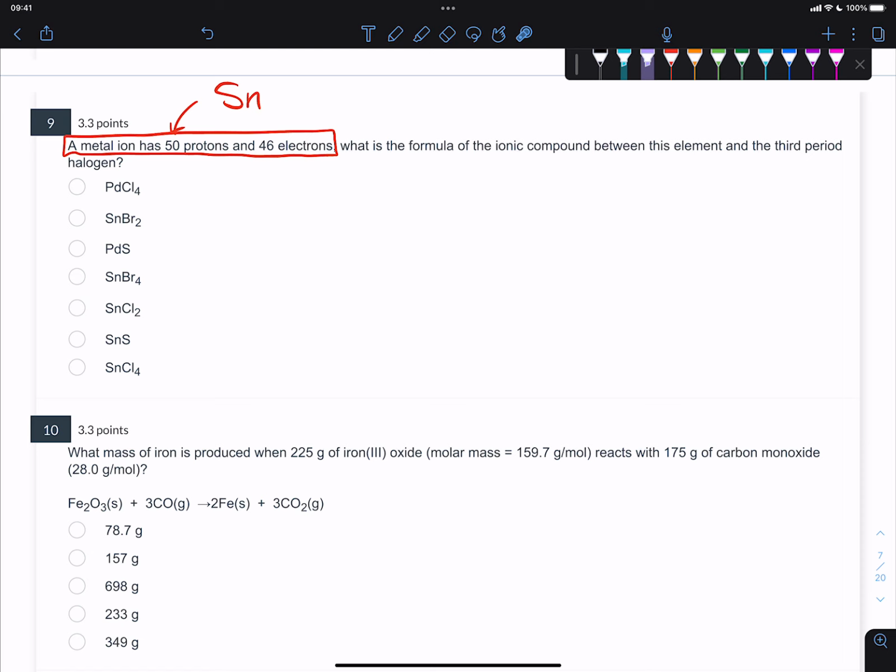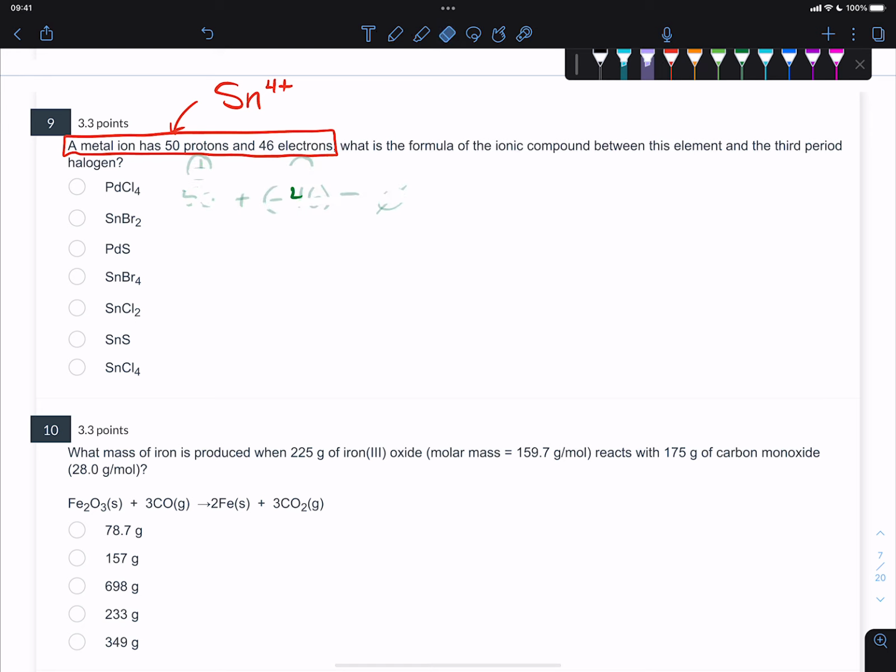Now, if it were neutral, it would have 50 protons and 50 electrons, because we know that protons are positively charged and electrons are negatively charged. And if there are 50 protons and 50 electrons, so 50 plus negative 50, because that's the charge on the electron, you get a neutral compound. But it's not. In fact, there are only 46 electrons here. So it lost 4 electrons. When you lose electrons, you actually have a net positive charge. So this is a tin-4 ion.